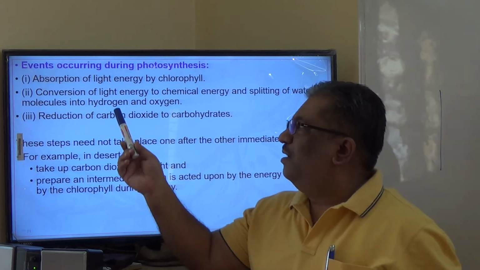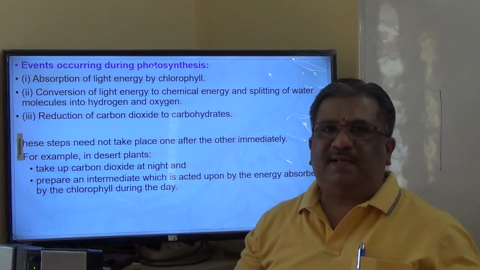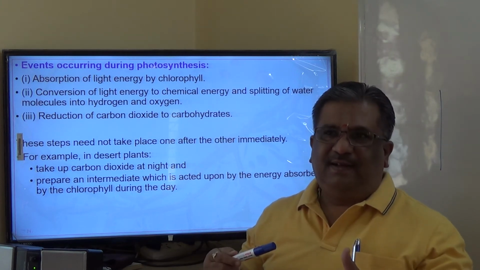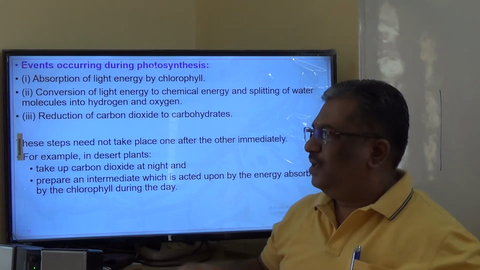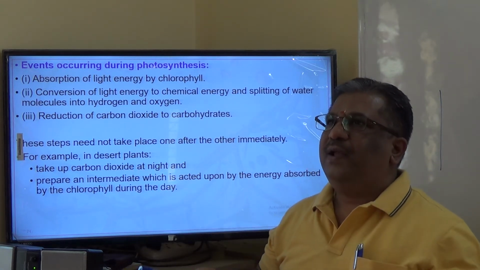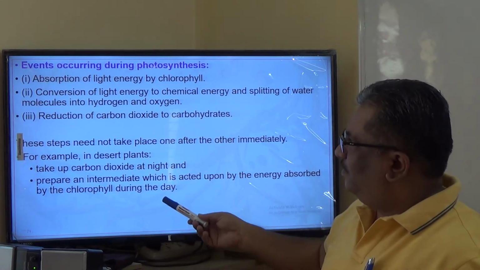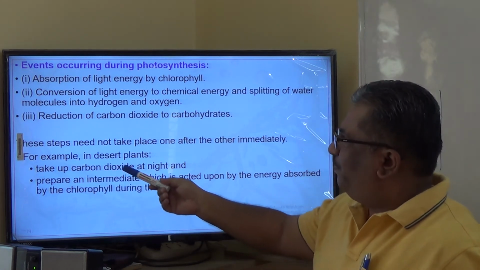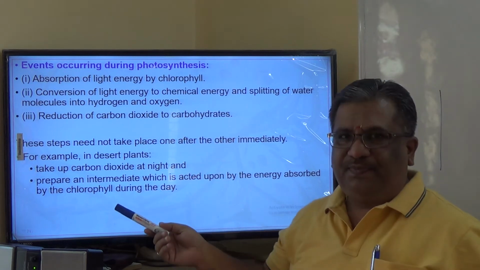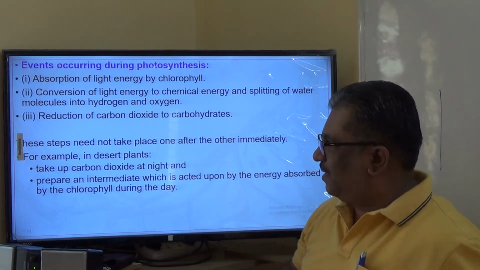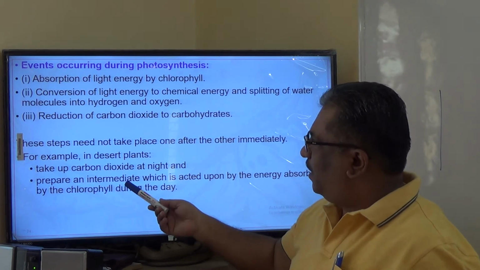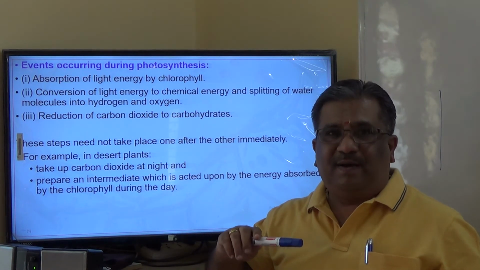Now, these three events that take place in a plant need not occur in a sequence. Why is it so? See here, your textbook gives one example, the desert plant. Let me read this for you. These steps need not take place one after the other immediately or in a particular sequence. For example, in desert plants, they take up carbon dioxide at night. Are you able to understand?